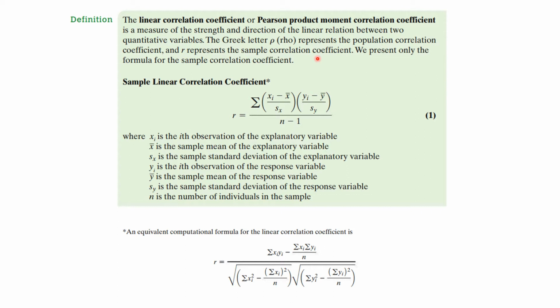As you learned, the correlation coefficient, or Pearson correlation coefficient, is a measure of the strength and direction of a linear relationship between two quantitative variables. The Greek letter rho represents the population correlation coefficient. R represents the sample correlation coefficient. And here is the formula for the sample correlation coefficient, and here is what all of those variables mean. This was discussed and derived in the video.